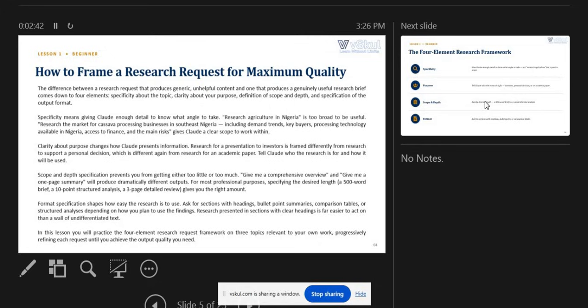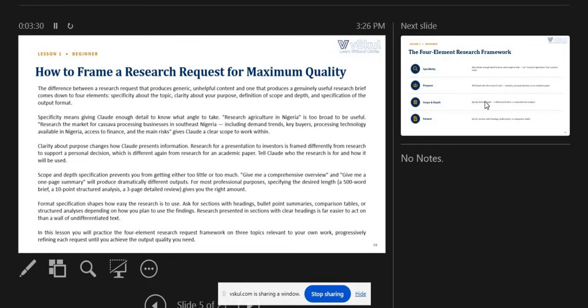Specificity means giving Claude enough detail to know what angle to take. For example, "research agriculture in Nigeria" is very, very broad. Though it can still be useful, it's too broad to be useful. Instead: "Research the market for cassava processing business in southern Nigeria, including demand trend, key buyers, processing technology available in Nigeria, access to finance, and the main risks." This gives Claude a clear scope to work with, right?